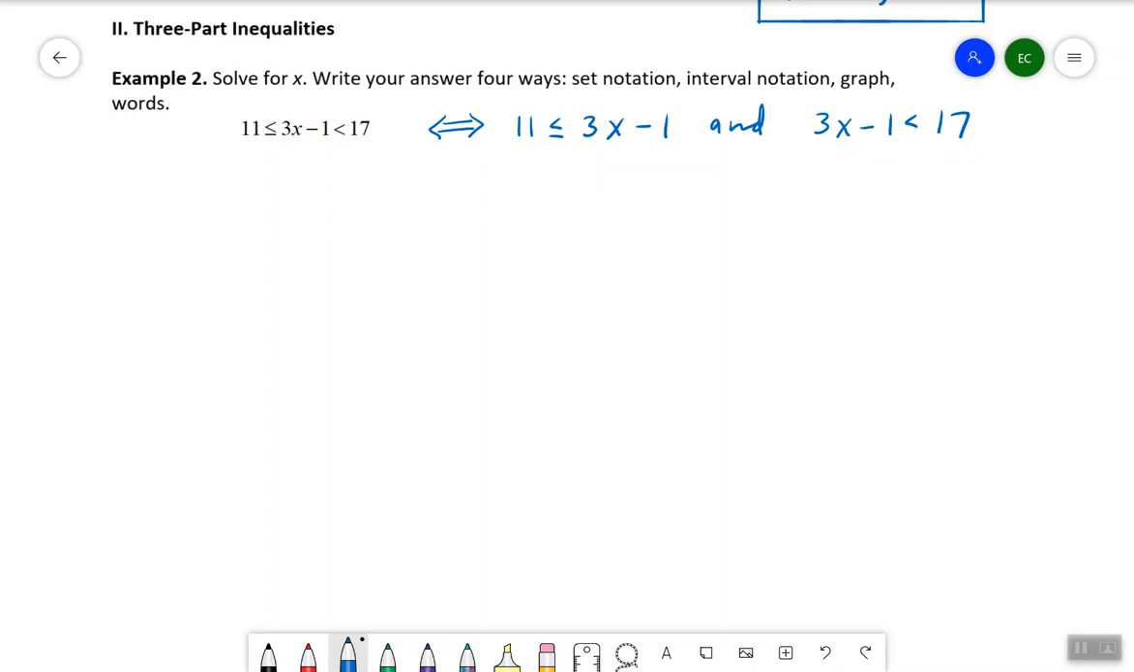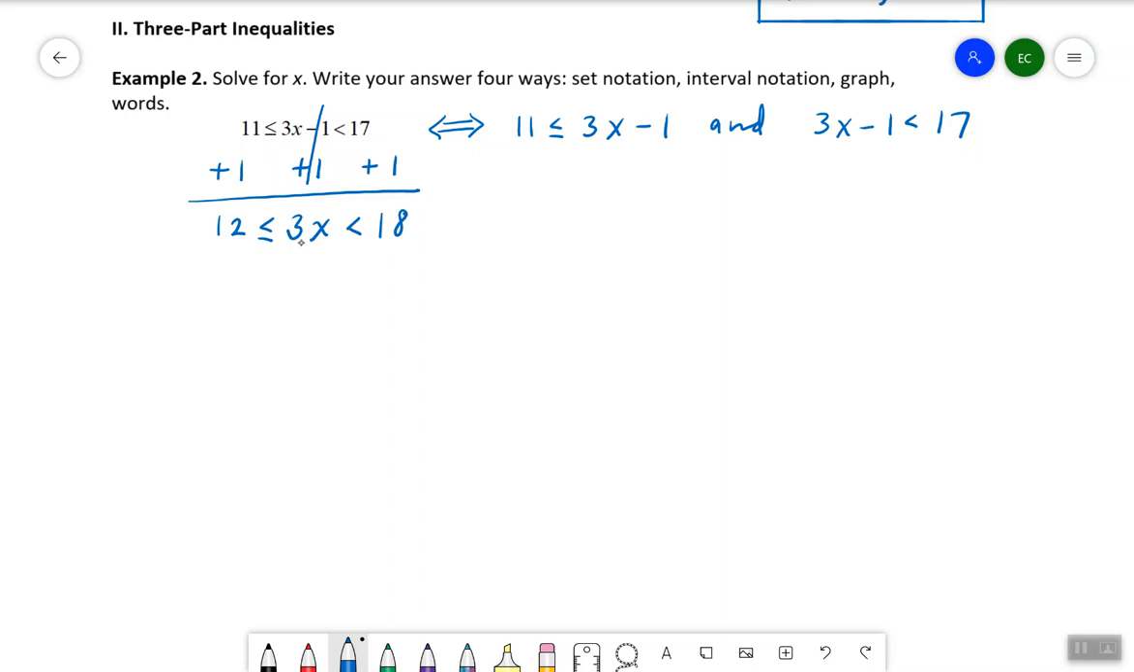So let me show you what I mean. We're going to isolate x in the middle of this 3-part inequality. To do that, we have to add 1 to all 3 sides. And so then we have 12 on the left. We have a minus 1 and a plus 1 that cancel in the middle. And we have 18 on the right. And of course, the direction of the inequality didn't switch.